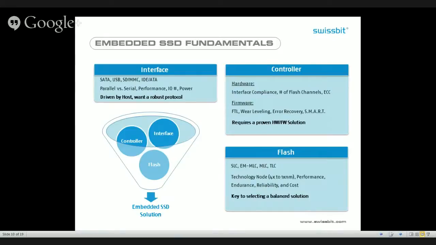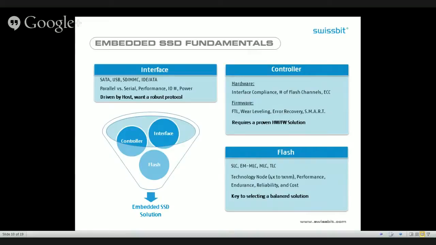You need a controller and firmware that can handle those challenges. And as we spoke earlier, there is the Self-Monitoring Analysis and Reporting Technology, or SMART, that helps you track the health of the drive as you go through its life. The key point here is that the controller is a critical component in the drive, and it requires a proven hardware and firmware solution.